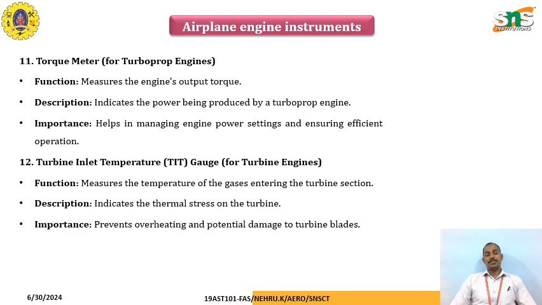Next, coming to the torque meter for a turboprop engine. The main function is to measure the engine's output torque, indicating the power being produced by the turboprop engine. It helps in managing engine power settings and ensuring efficient operation. Coming to the turbine inlet temperature gauge for the turbine engine, it measures the temperature of the gas entering the turbine section and indicates the thermal stress on the turbine blades, preventing overheating and potential damage due to the very high temperature.